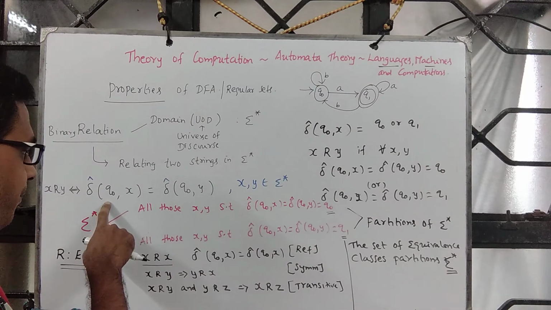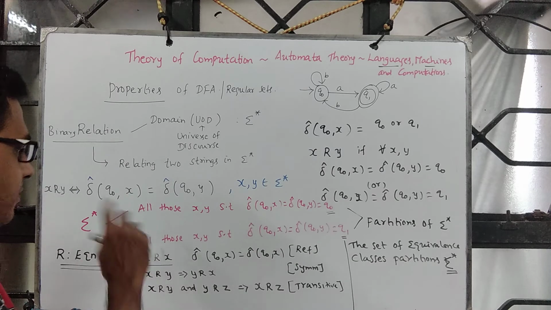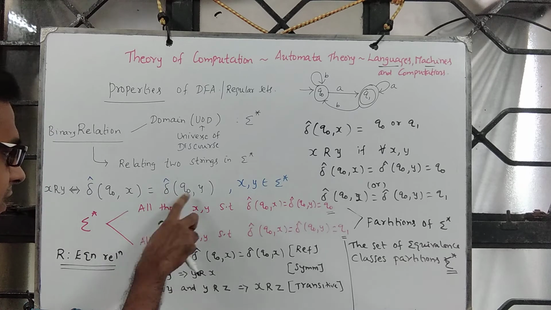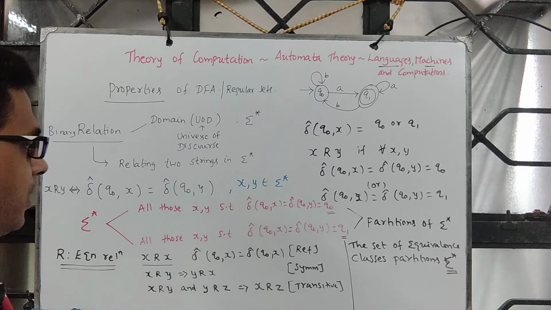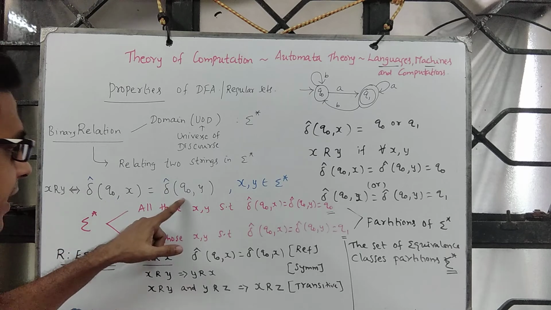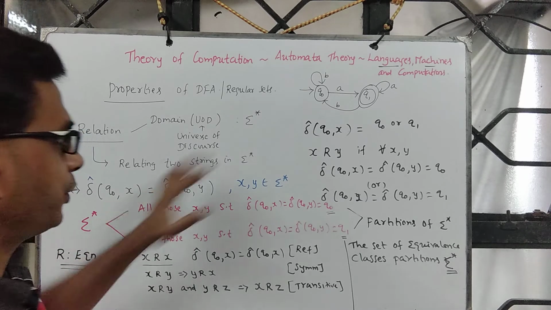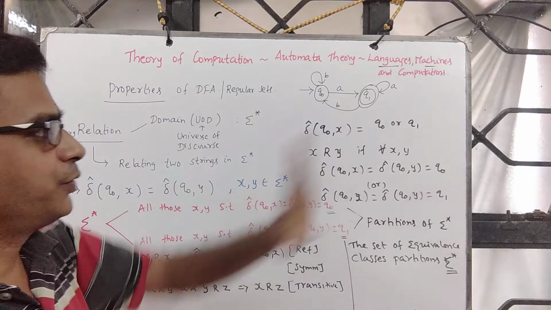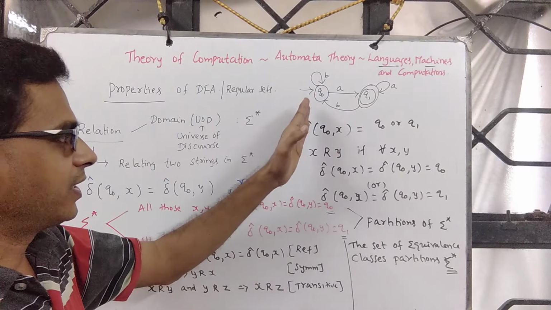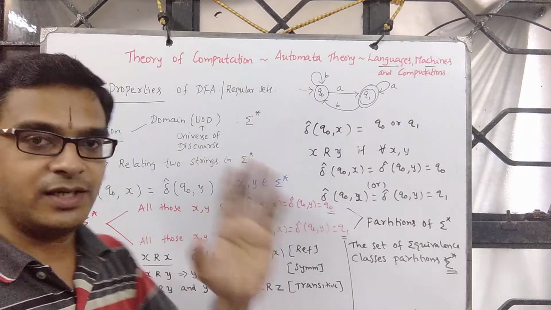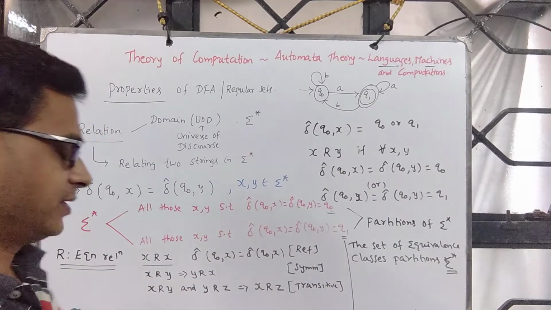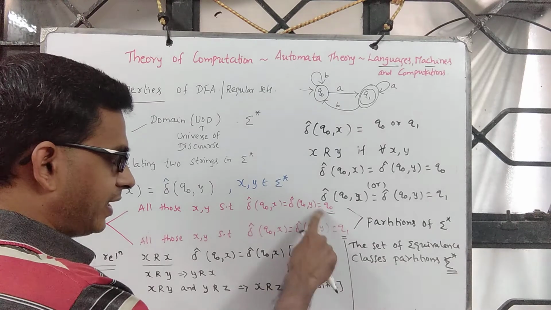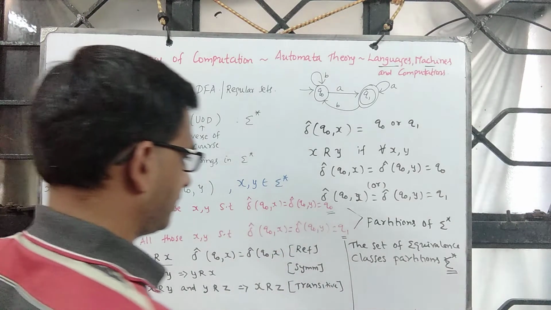Starting from Q0, you operate a string. You operate a pair of strings x and y, and the relation says their output value must be the same. So if you operate, either they stay in Q0 or they stay in Q1. In general, if there are Q states, then when you operate, it may be in the first state or second state or third state and so on up to the nth state, which means for each state we get one equivalence class.